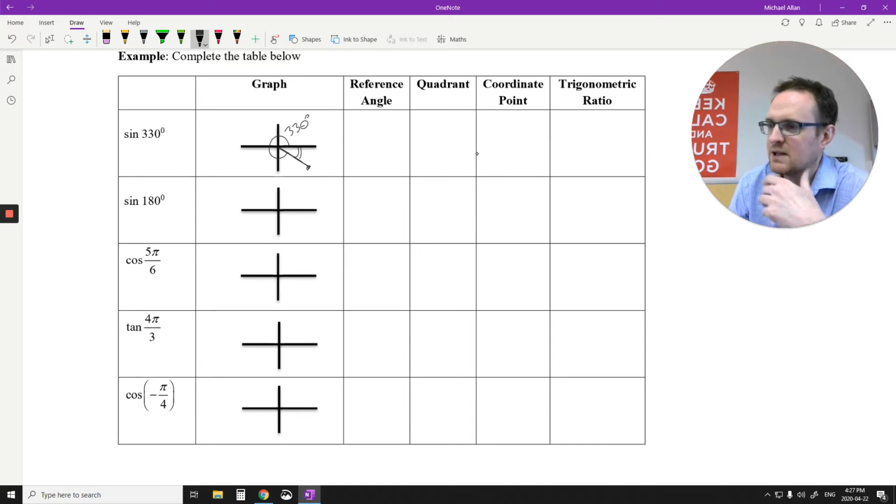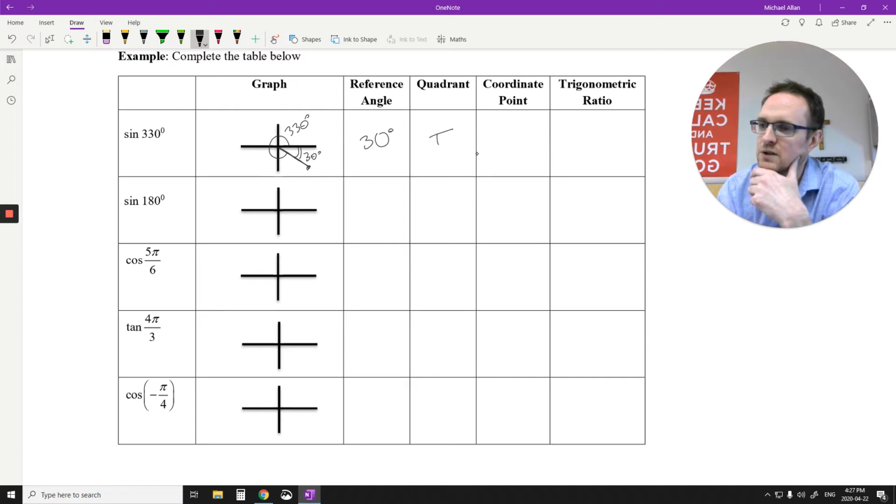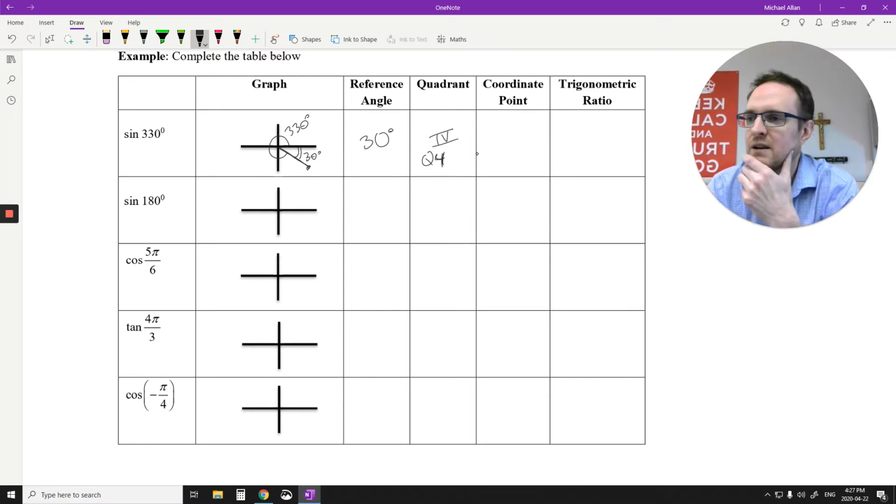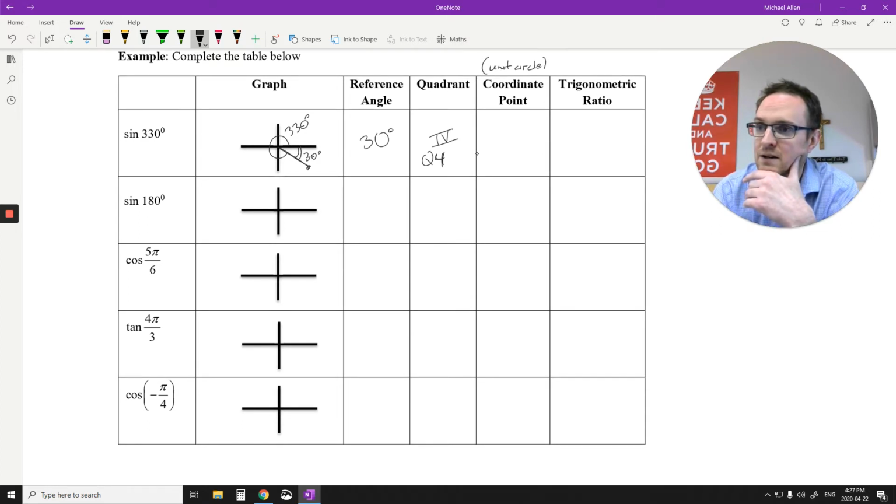Its reference angle, because that whole thing would be 360, if I minus the 330 out, I would get 30 degrees. Lands in quadrant 4. Now, Roman numerals or numbers are fine by me. The coordinate there, assuming that this is on the unit circle, doesn't specify that. So let's assume that these are to be on the unit circle. I'm just going to put that at the top here. The ratio would be the same whether it was on the unit circle or not, but the coordinates of that point are different if it wasn't on the unit circle.